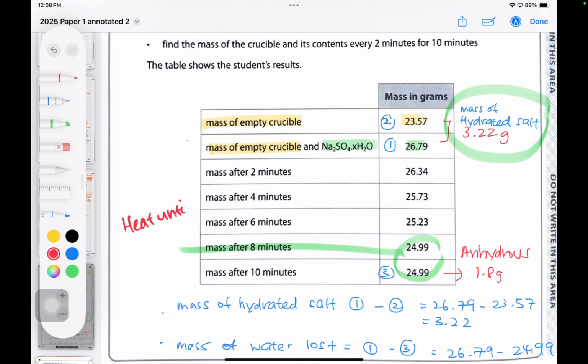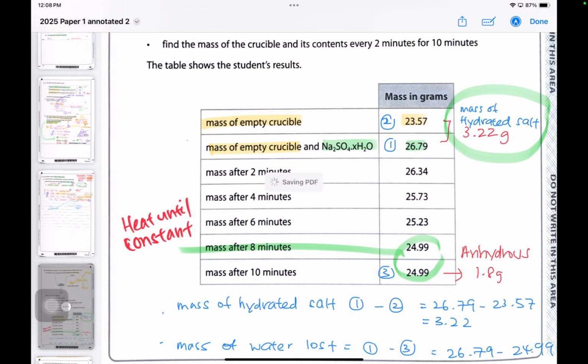Heat until constant mass. This is a really popular question to be tested in terms of practical skills. How do you know that the reaction is complete? Well, heat until constant mass. That basically is the way to go.